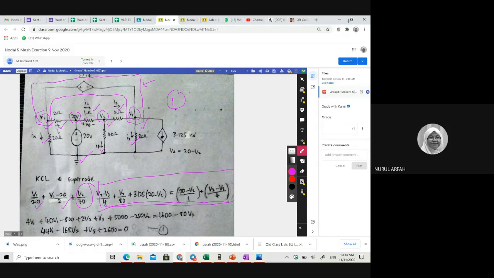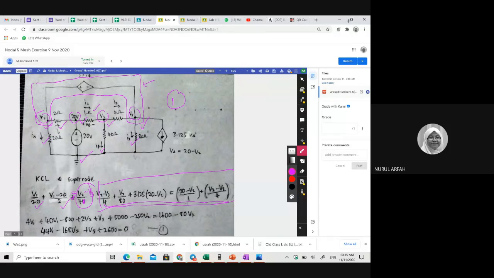Okay, V1 minus V1 divided by 20, yes, and then V1 minus 20, yes, and then you have V2 minus V3. But this is equal. V2 minus V3 over 4, not 40, over 4. Is it 40 or 4? I think 4. Okay, 4.